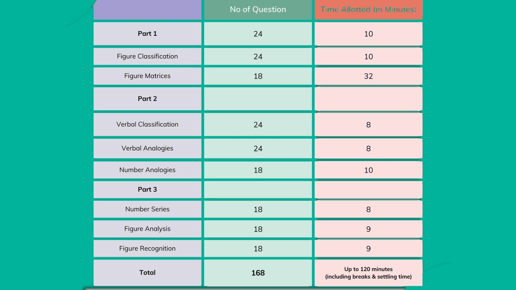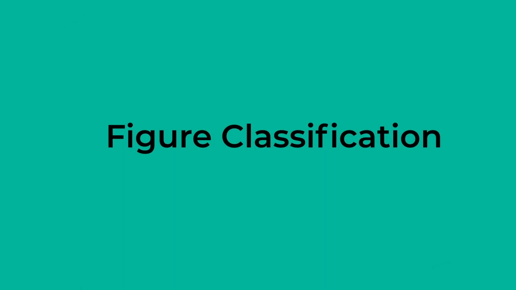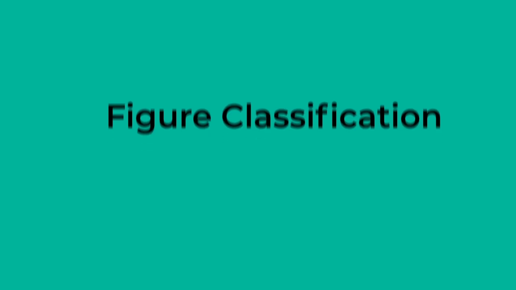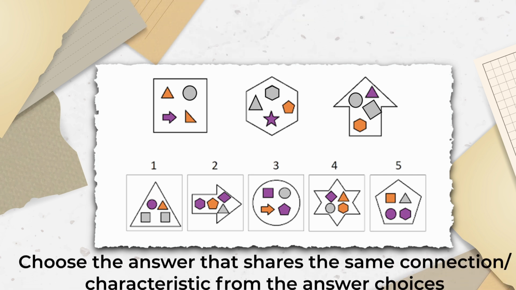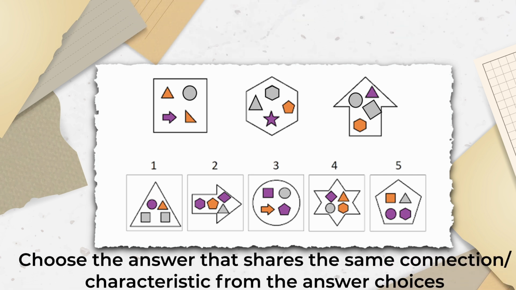The first question type is figure classification, which measures your nonverbal reasoning. Figure classification questions show 3 pictures that share a connection or a characteristic. Choose the answer that shares the same connection from the answer choices.